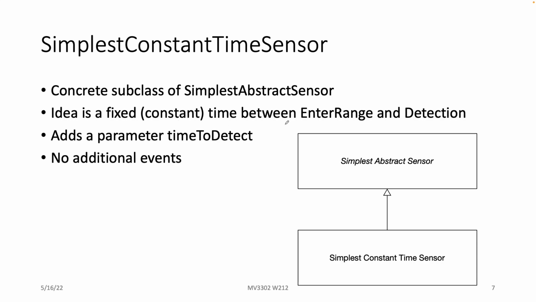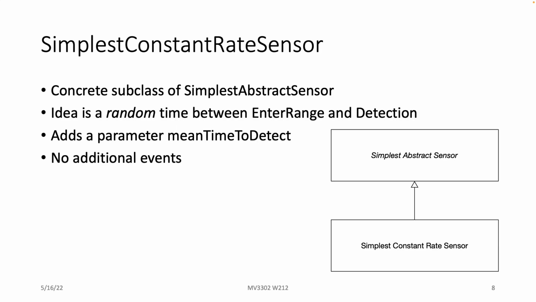So the idea is that we have a fixed constant time between the enter range and detection events, and so we simply will add a parameter, we'll call it time to detect, and no additional events. And then for the constant rate, we want a random time between the enter range and detection. Again, we're not going to have any additional events.